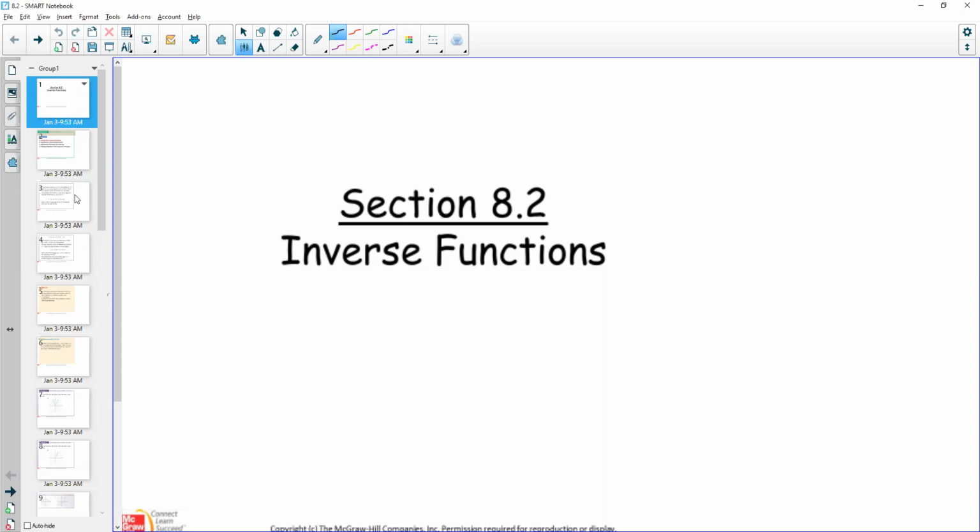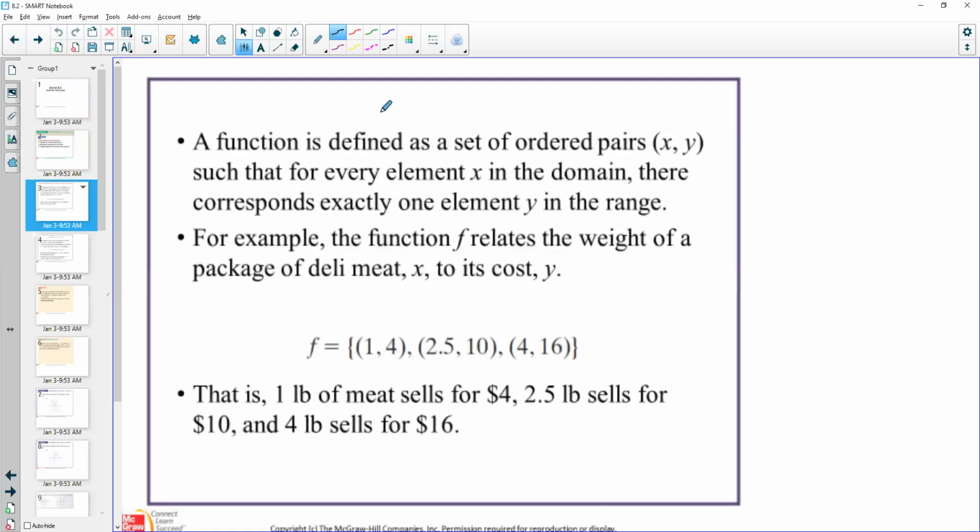So when we talk about inverses, we have to first talk about functions. And the first idea is that a function is defined as a set of ordered pairs. So think about an x value and a y value, so that for every element x in the domain, there's exactly one y. For example, if you think about going to the deli, you buy a package of deli meat that has so much meat in it that x is the quantity, and it costs a certain amount y.